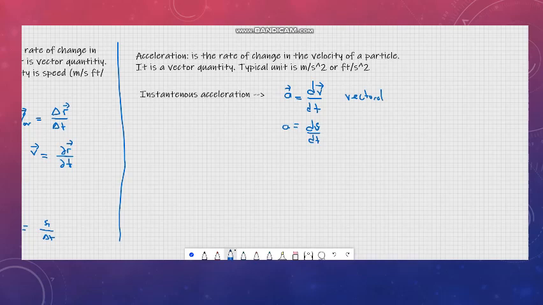So this is the scalar form: the derivative of speed with respect to time, dv over dt, which is the scalar form of v, and we can convert it to the second derivative of s with respect to time. So this is a scalar form, right? Again, we know all this knowledge from our Physics 1 class. So let's keep moving with the definitions.